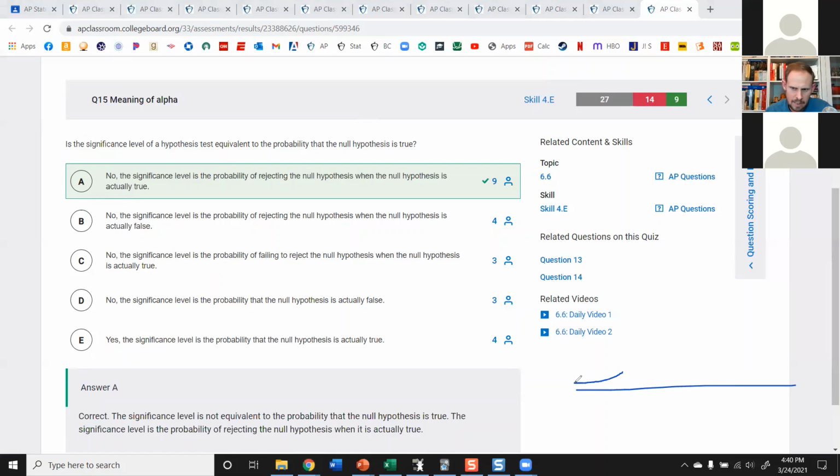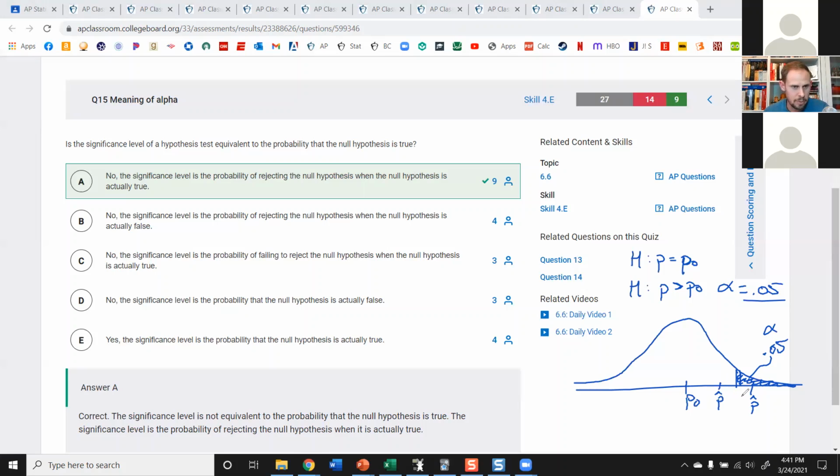So let's just say we have some sort of null hypothesis that P equals P naught. And let's just say our alternative is one direction, that P is actually greater than P naught. So if we're doing a test with an alpha value of 0.05, that's our significance level, then this area here, it might be a little bit bigger than that, is 0.05. That's our alpha, our significance level. If we end up getting a p hat somewhere out here, that's when we're rejecting. If we get a p hat somewhere back here, that's when we fail to reject.